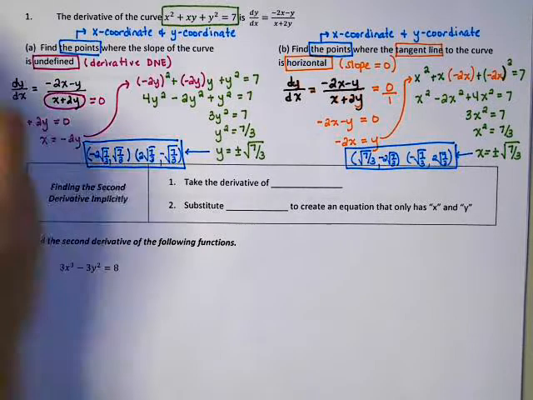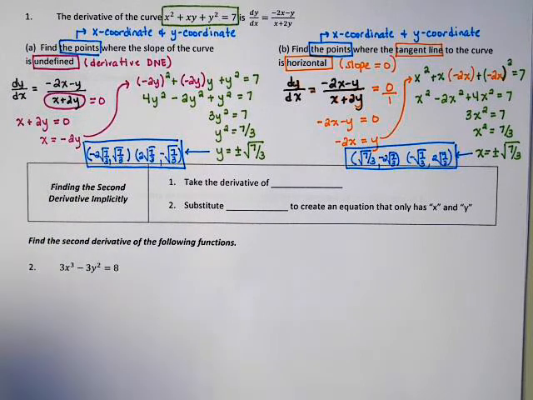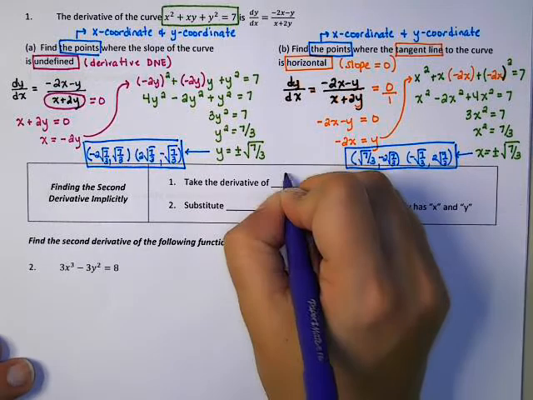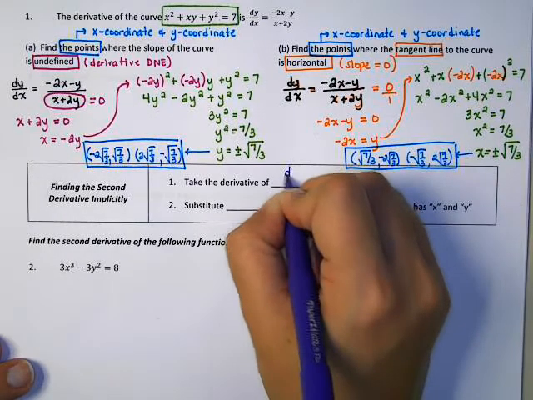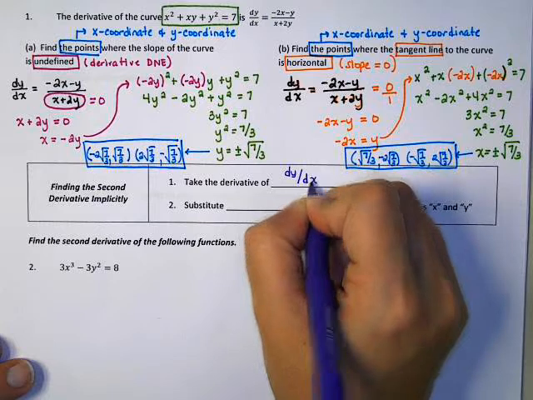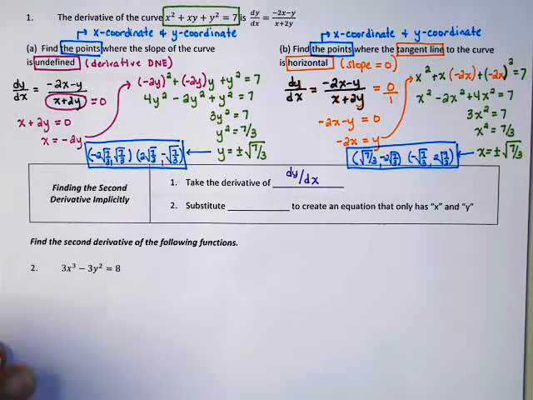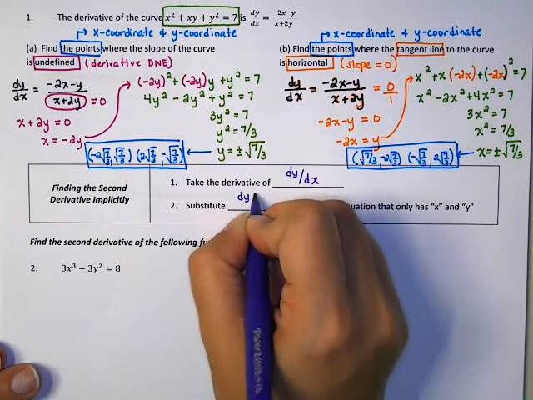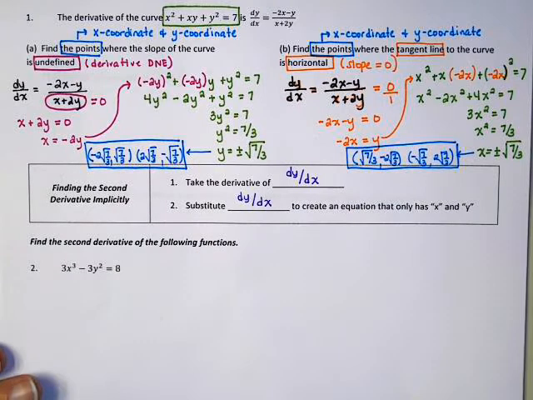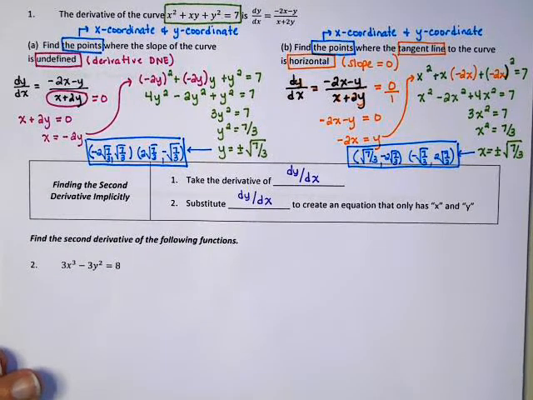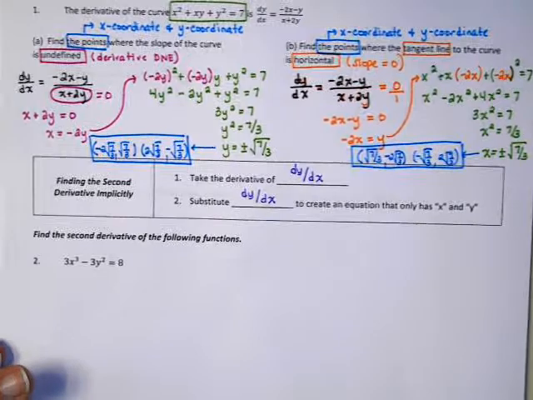Next, we're going to look at finding the second derivative using implicit differentiation. So in order to find the second derivative, the procedure is always to take the derivative of the first derivative, which is dy over dx, and then we're going to substitute that dy over dx back into the equation to create an equation that only has x and y. So let's look at an example.